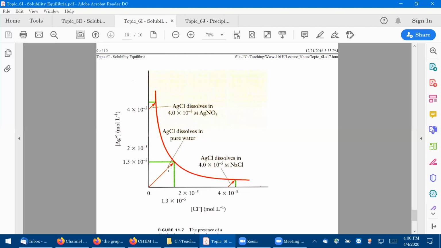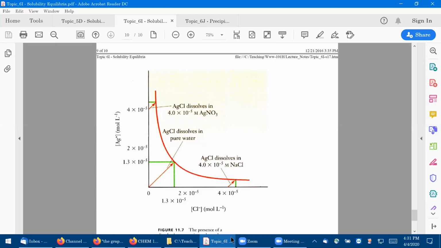However, if instead of pure water, we start with a solution that already contains 4 times 10 to the minus 5 molar of silver nitrate. In other words, what that's done is it has some silver ions already in solution at a concentration of 4 times 10 to the minus 5. So that's this point right here. What it would mean is that the maximum amount of silver chloride that could dissolve is less because there's already some silver ions in solution. And so now the length of this little green line represents how much silver chloride would dissolve in that solution that already contains 4 times 10 to the minus 5 molar of silver ions from the silver nitrate.